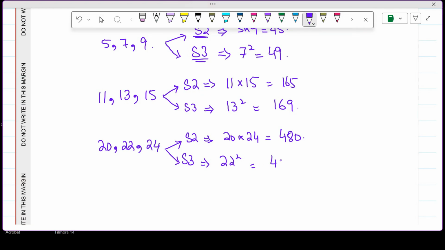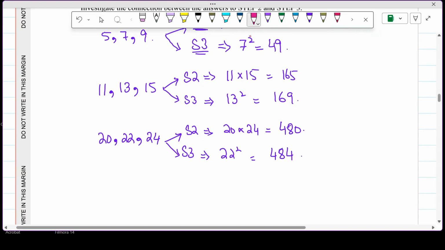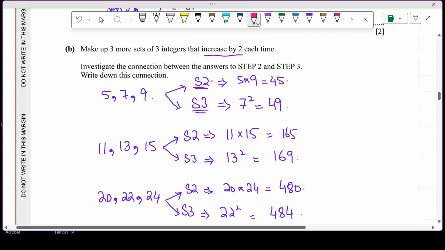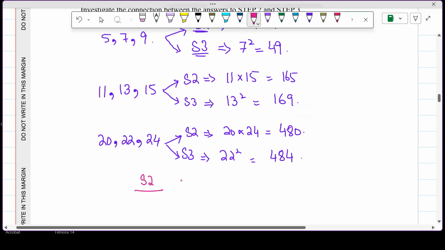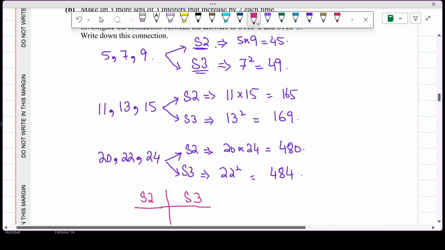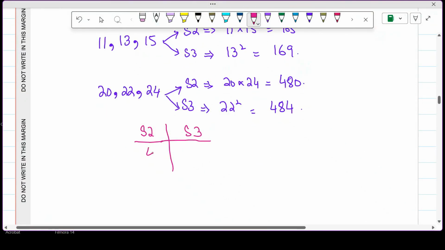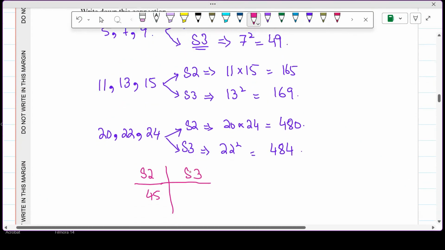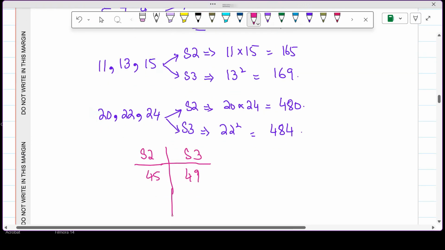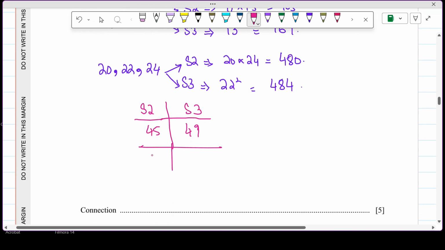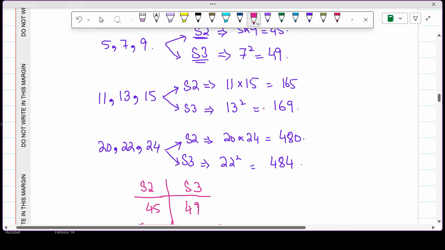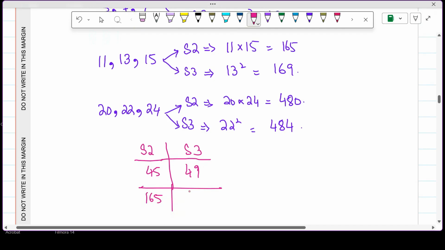is equal to 484. Now we need to write the answers of step 2 and step 3 column-wise so that we can find the connection. For example, step 2 and step 3. In the first case, S2 was 45 and the answer of step 3 was 49. Similarly, in the second case, the answer of step 2 was 165 and the answer to step 3 was 169.